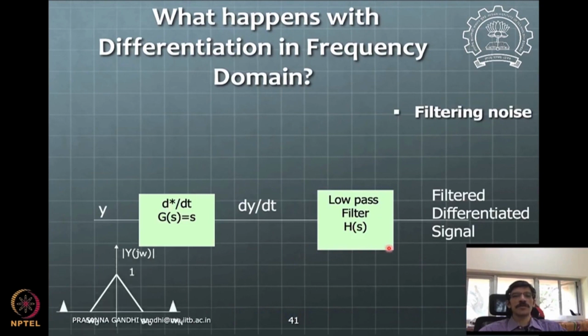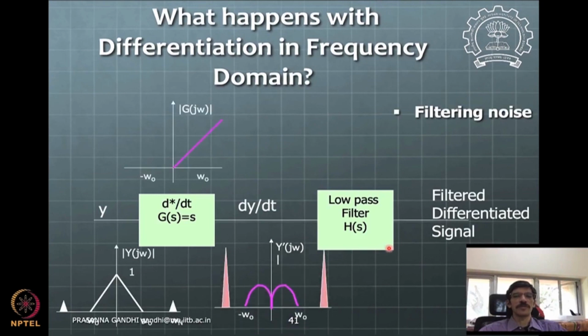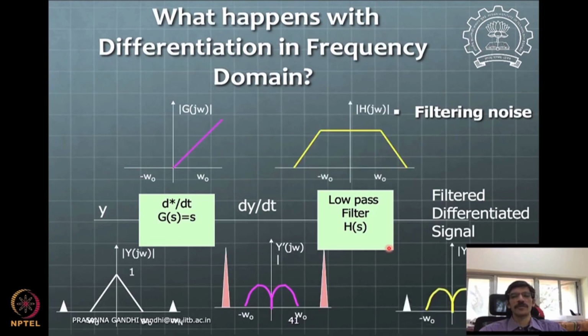So this is how you'll start off. You do this differentiation operation, and then you use a low pass filter to filter out this noise, and you get the filtered version of a differentiated signal. Okay, so this is how one can see what is happening in the frequency domain, and we use the filters appropriately to do the job that we want: to reduce the noise in the differentiation operation.